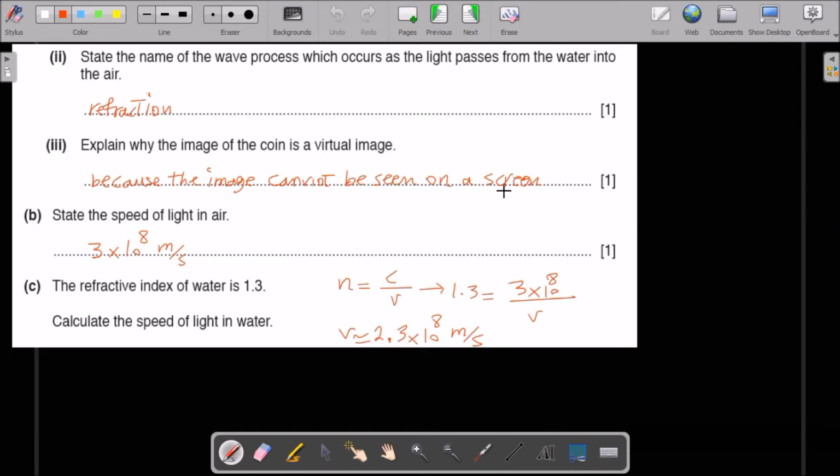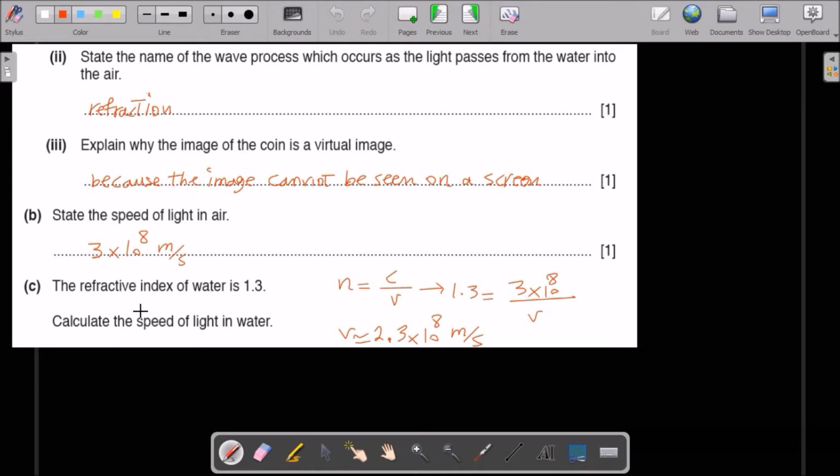Next part. State the name of the wave process. You know that it is refraction. Explain why the image of the coin is a virtual image. One reason you can write is that the image cannot be seen on a screen. You can write many reasons for this part. One of them is that the image cannot be seen on a screen. That's why it is a virtual image. State the speed of light in air. It is 3 times 10 to the power 8 meters per second.